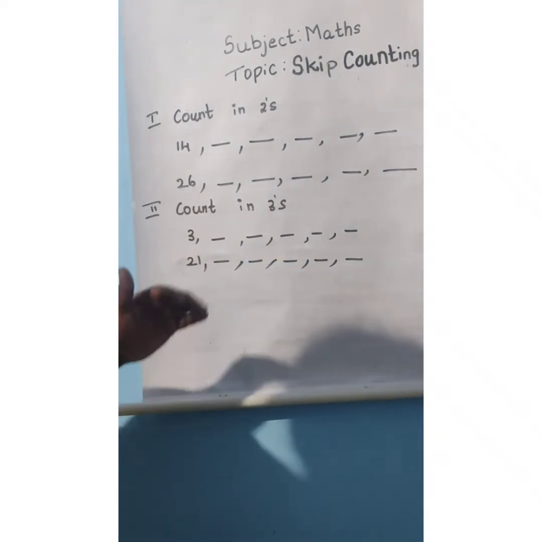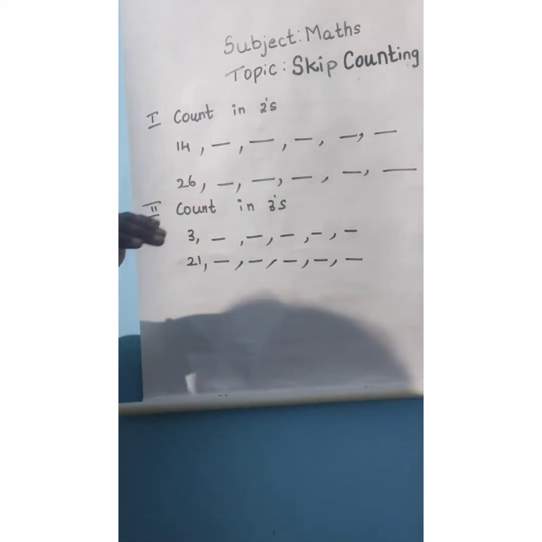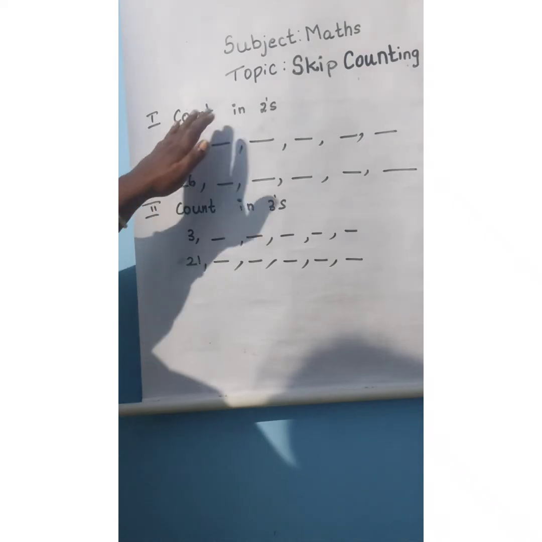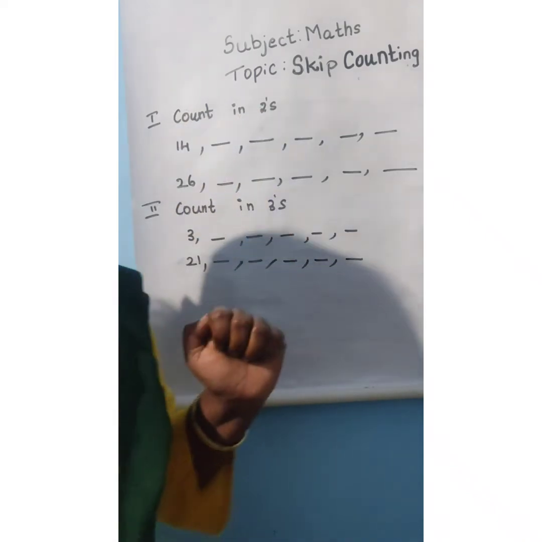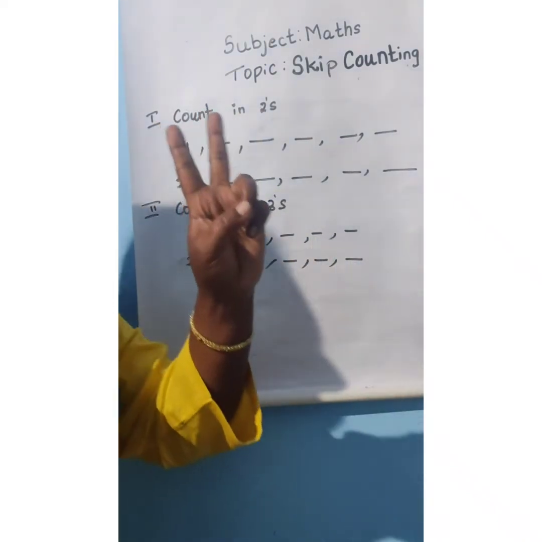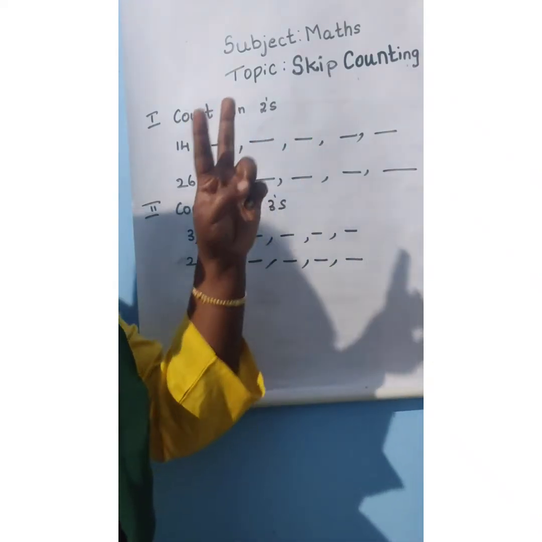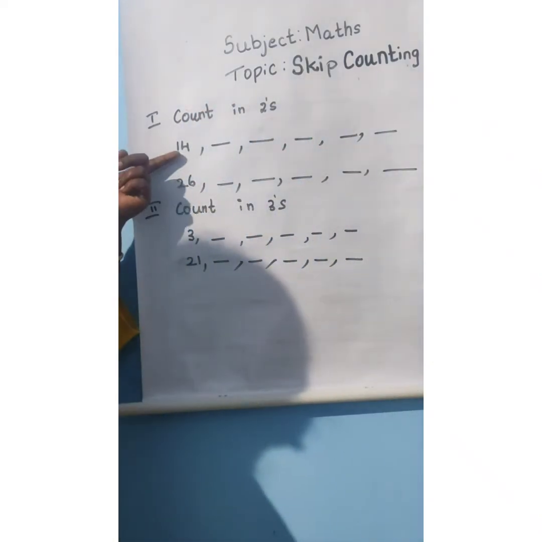Okay, so now we will do the mains related to skip counting, children. The first main is count in twos. Count in twos means what we have to do? From that number, we have to count 2 numbers and write the number. So, skip counting in twos.